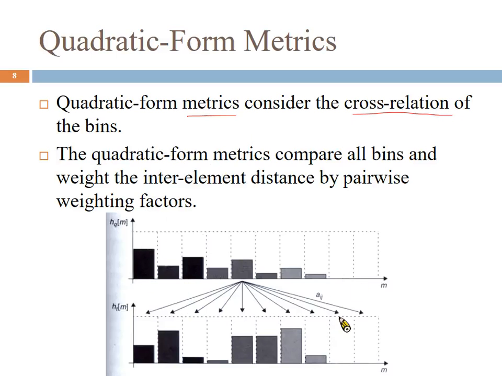So here is the illustration. In calculating the distance between two vectors, we will also consider the correlation between this bin and all other bins. And we can take this correlation as a weight to improve the distance matrix. So the quadratic form matrix compares all bins and weights inter-element distance by pairwise weighting vectors.